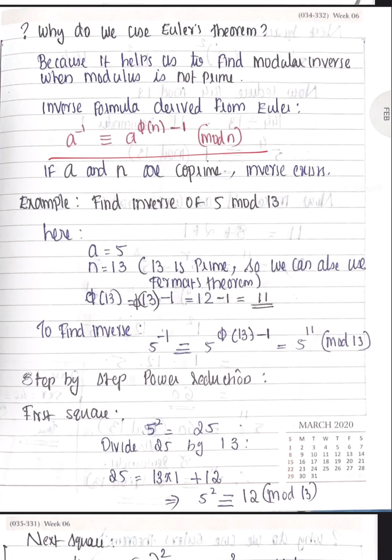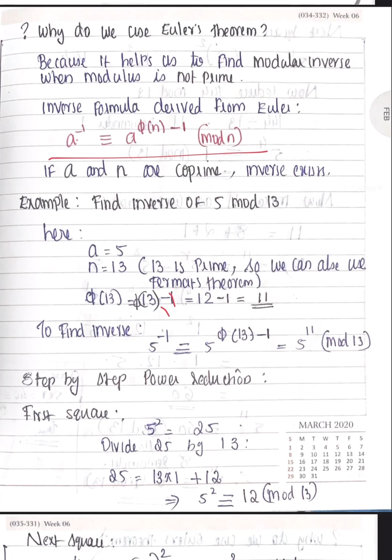For example, find the inverse of 5 mod 30. Here, first we have to apply the equation. In this equation, A becomes 5 and N equal to 13. 13 is a prime, so we can use Fermat's theorem. So phi of 30 minus 1 is equal to 12 minus 1. First we have to find phi of 13.